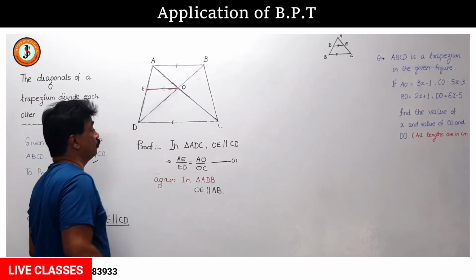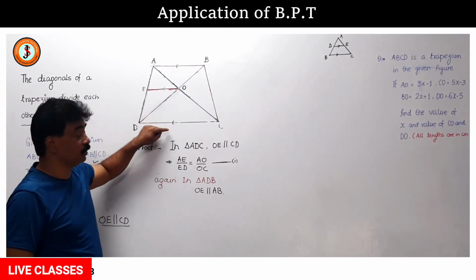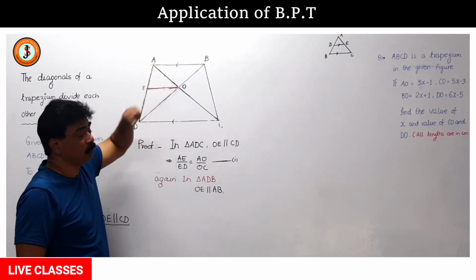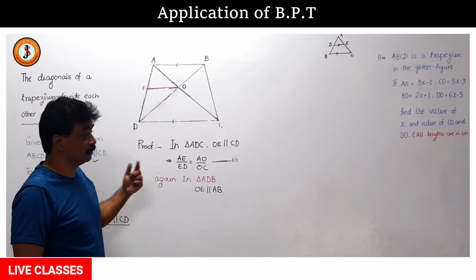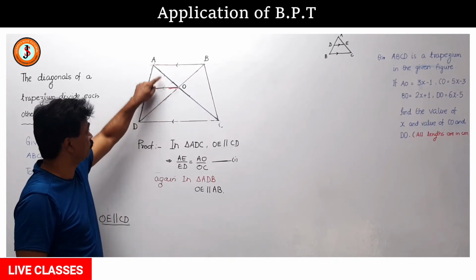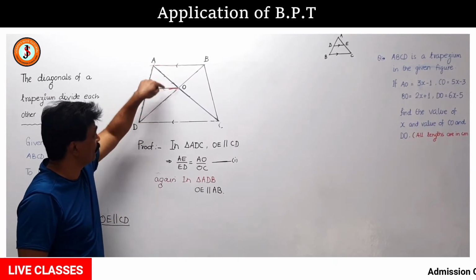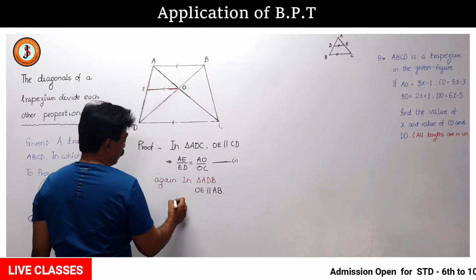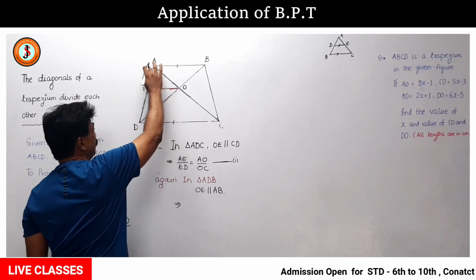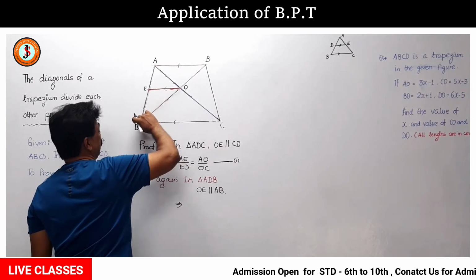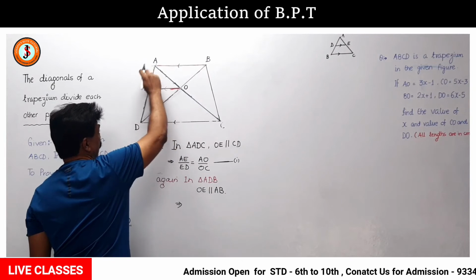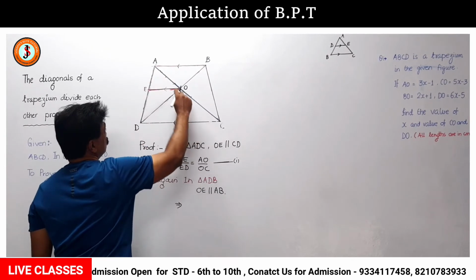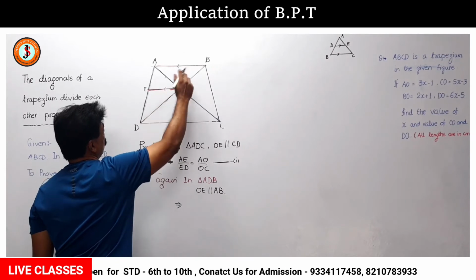Once again, have a look. DC is parallel to OE by construction and DC is parallel to AB because they are opposite sides of a trapezium. That means DC is parallel to these two lines, so these two lines will be parallel to each other. So OE is parallel to AB. Now I can apply B.P.T over here.